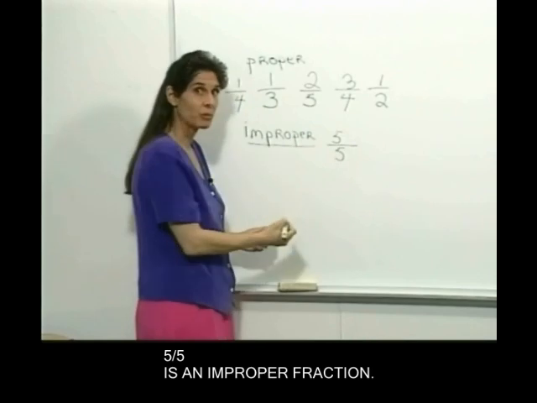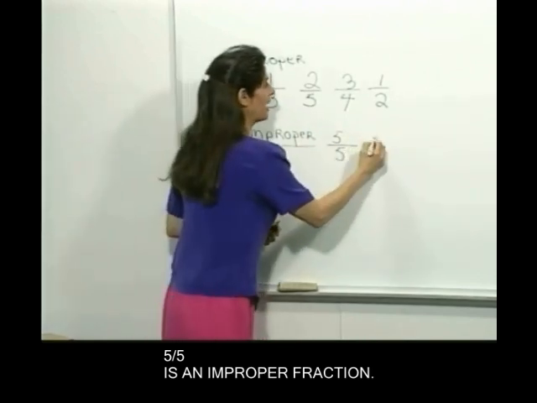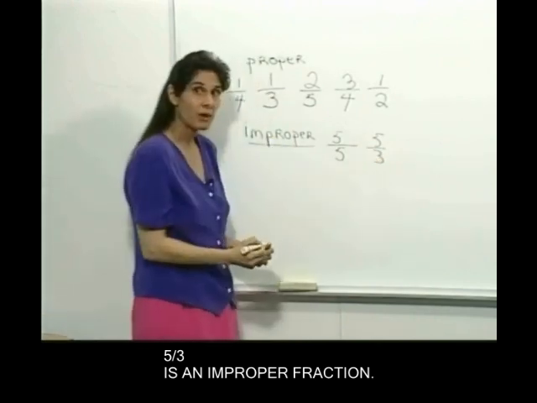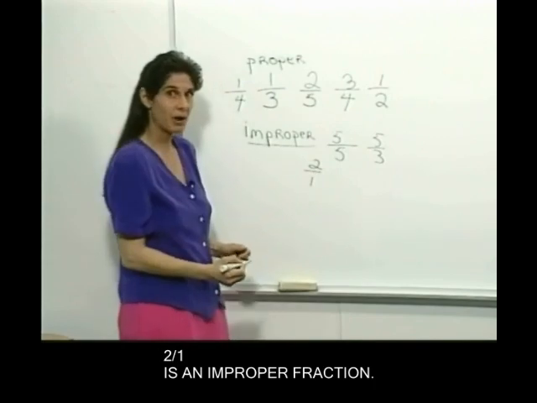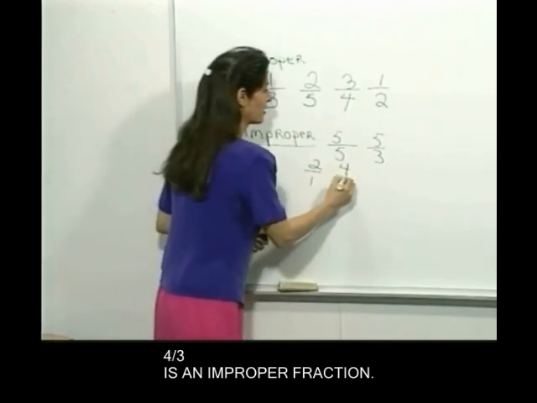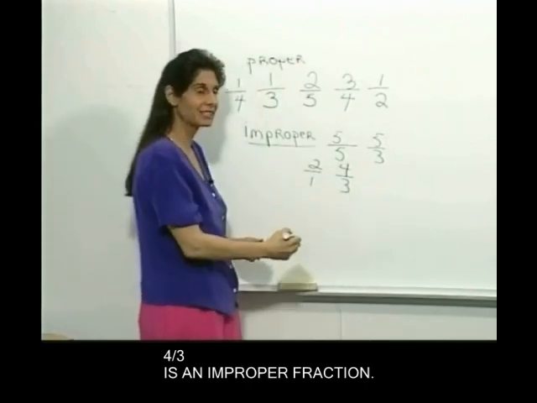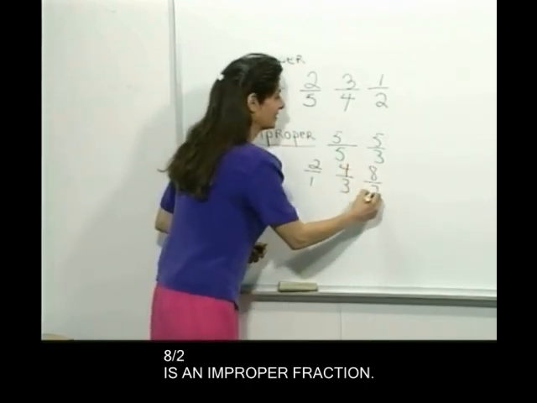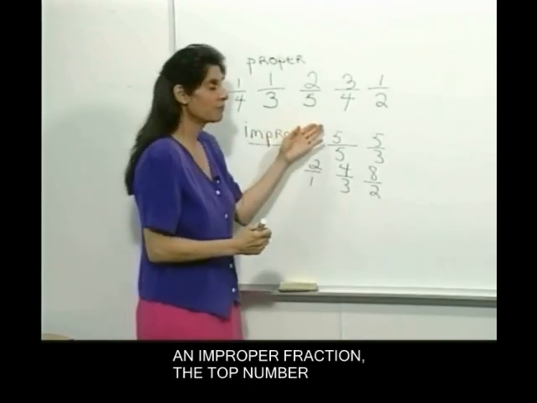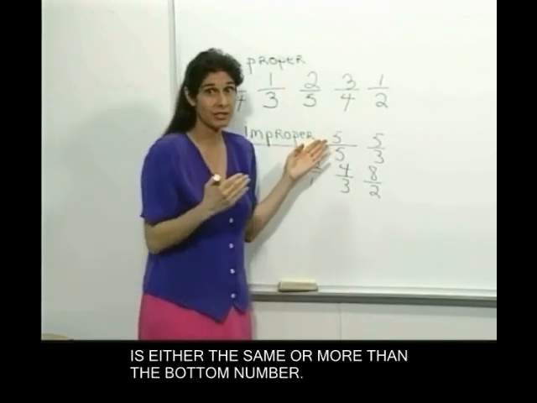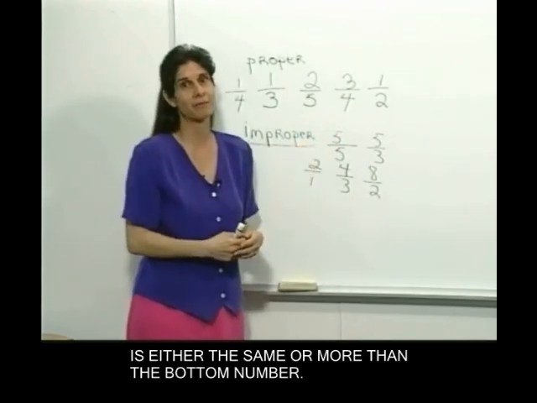5/5 is an improper fraction. 5/3 is an improper fraction. 2/1 is an improper fraction. 4/3 is an improper fraction. 8/2 is an improper fraction. An improper fraction, the top number is either the same or more than the bottom number.